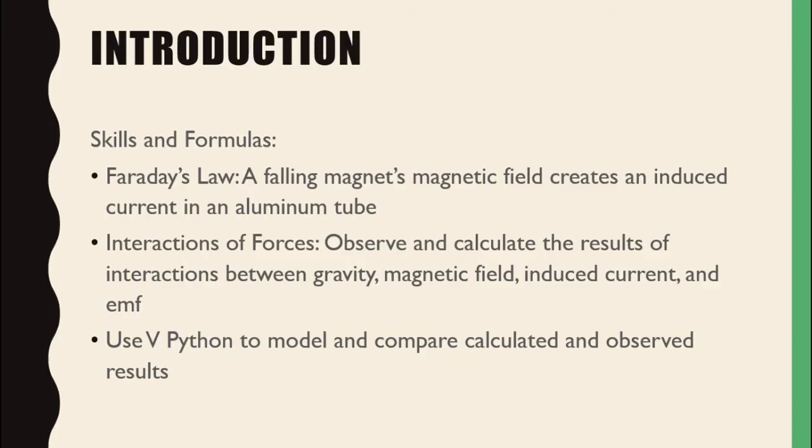So for our introduction, in today's lab, we're going to be looking at the skills and formulas that we're going to be using. The first one we use in this lab is Faraday's Law, and we have a falling magnet that creates a magnetic field that in turn creates an induced current in an aluminum tube. We're also going to be looking at the interaction of forces. We're going to observe and calculate the results of interactions between gravity, magnetic field, induced current, and EMF. And we're also going to use VPython to model and compare calculated and observed results.